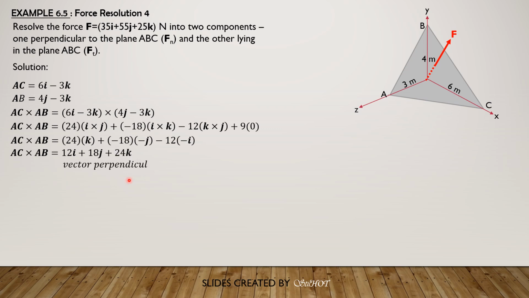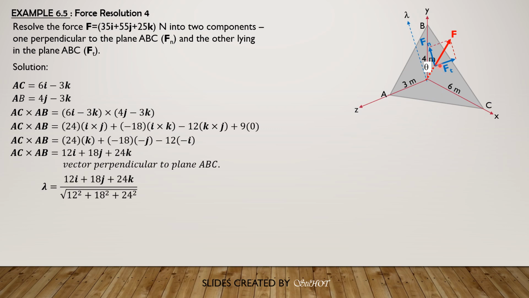So this is the vector perpendicular to the plane ABC. We obtain the unit vector of this vector because we only need the unit vector. Lambda is 12i plus 18j plus 24k divided by its magnitude, square root of 12 squared plus 18 squared plus 24 squared. So lambda is equal to, in decimal form, this is the lambda. This is the angle between F and the normal, theta.